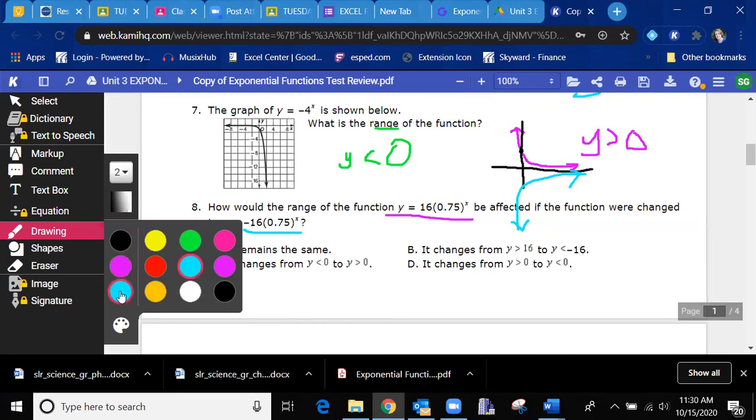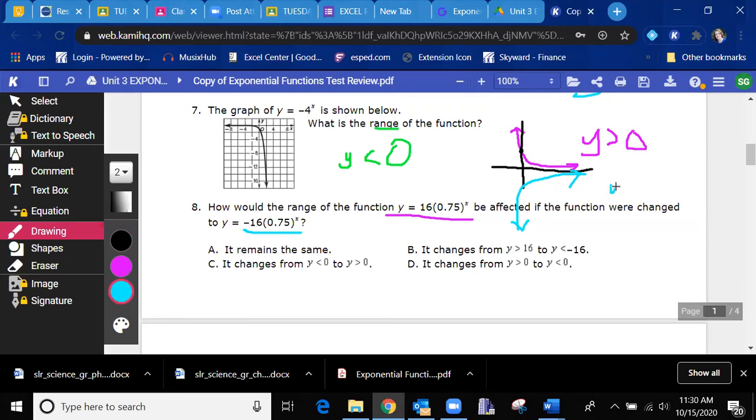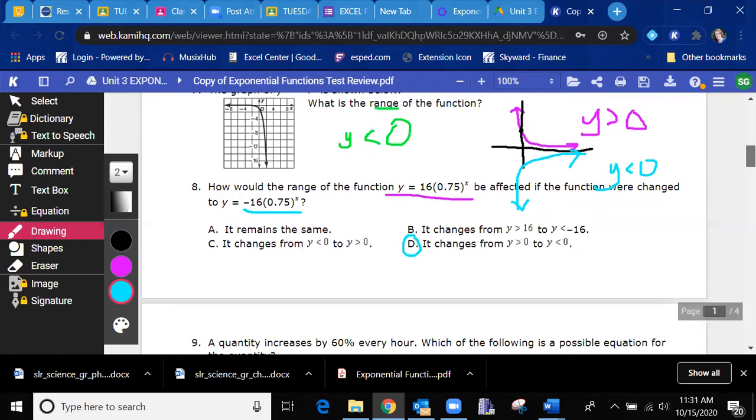So what would the range be for the blue one? Y is less than 0. Yeah. Okay, I see. So which letter is that? D. Yeah. So that should get you a start on this review page.